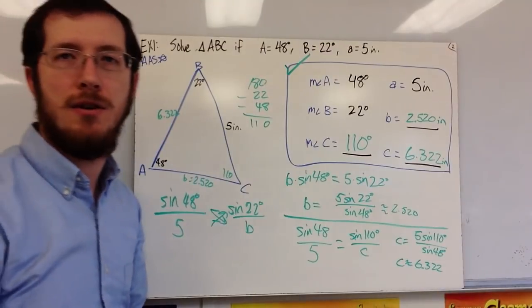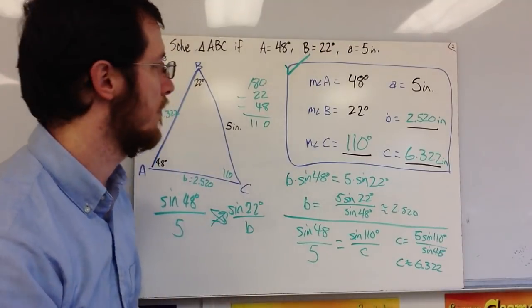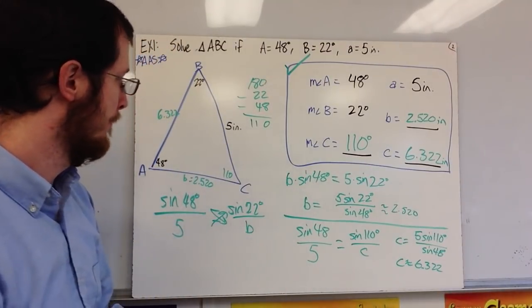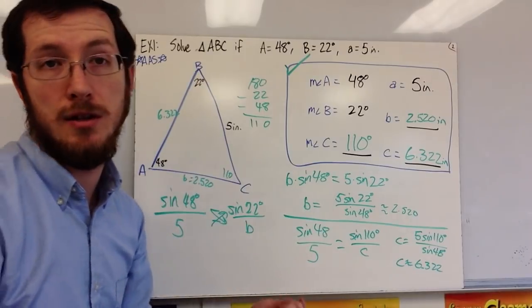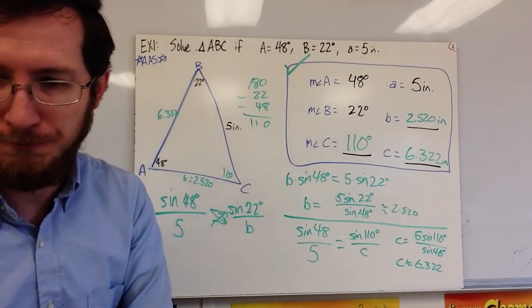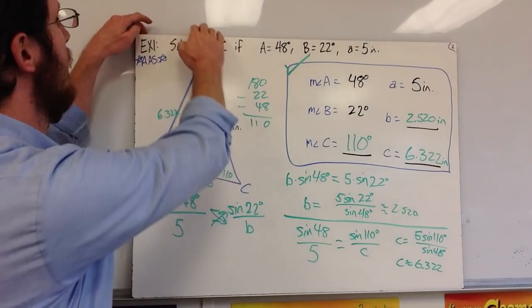Okay, so we solved for that triangle. We found all 3 angles. We found all 3 sides using the law of sines. And we had to do 2 iterations of the law of sines. All right. What's next?